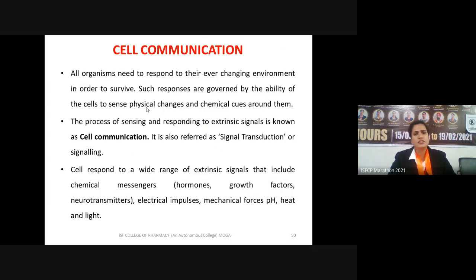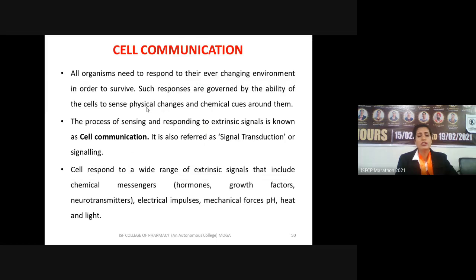Next we have cell communication. So what do we mean by cell communication? Cell communication is the process by which cells receive signals, or cells send signals to one another. All organisms in our body need to respond to their changing environment in order to survive. If a cell has to survive, it needs to send signals to another cell. These responses are governed by the ability of the particular cell to sense the physical changes, as well as to sense the chemical changes or chemical cues surrounding them. The process of sensing and responding to the extrinsic signal is known as cell communication.